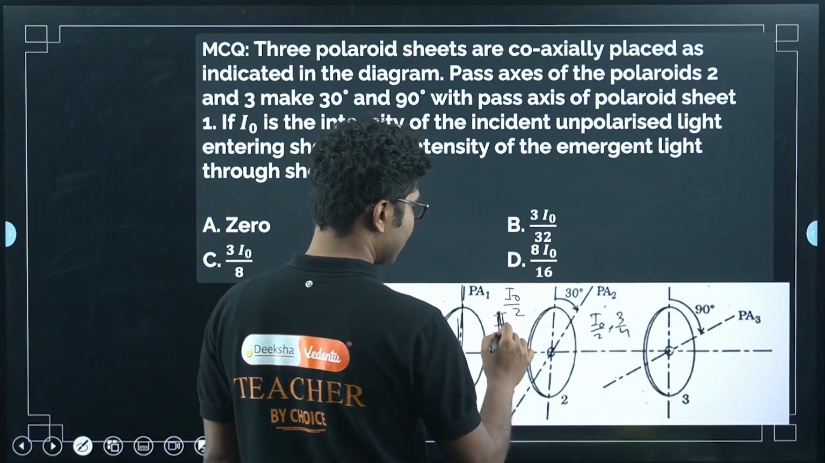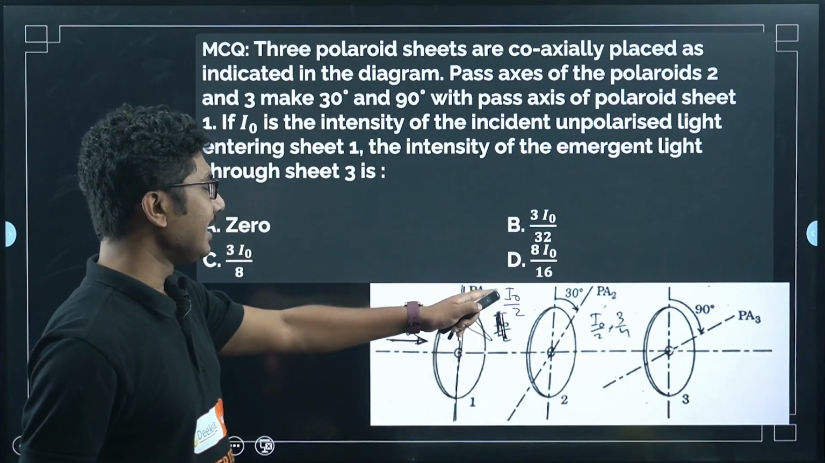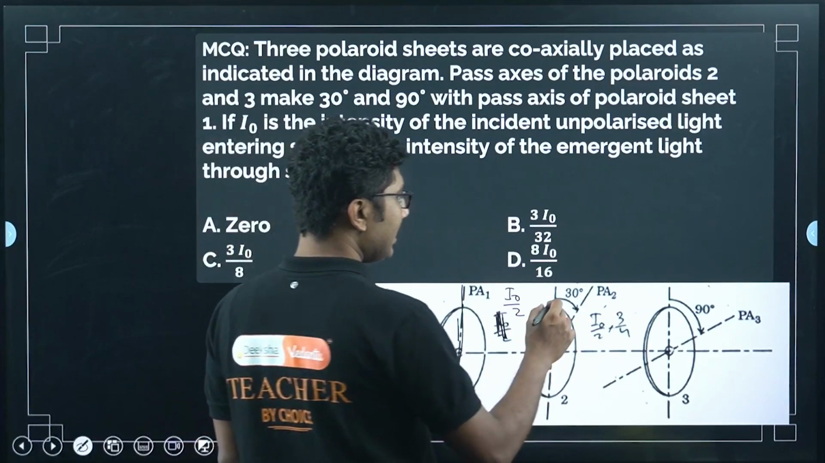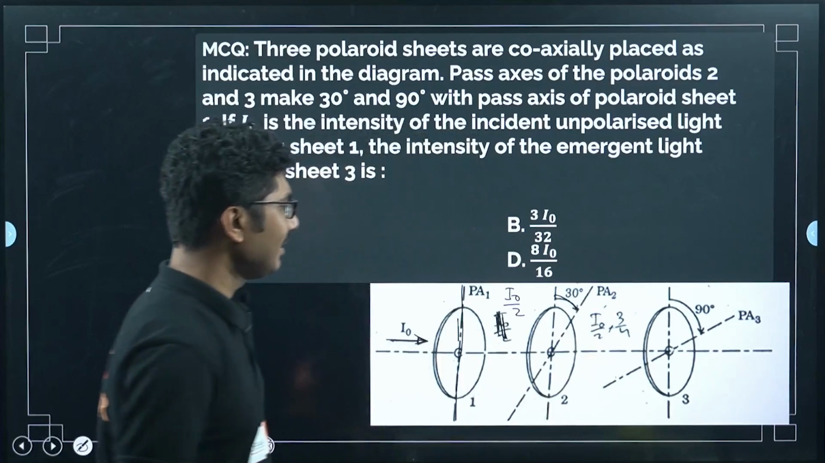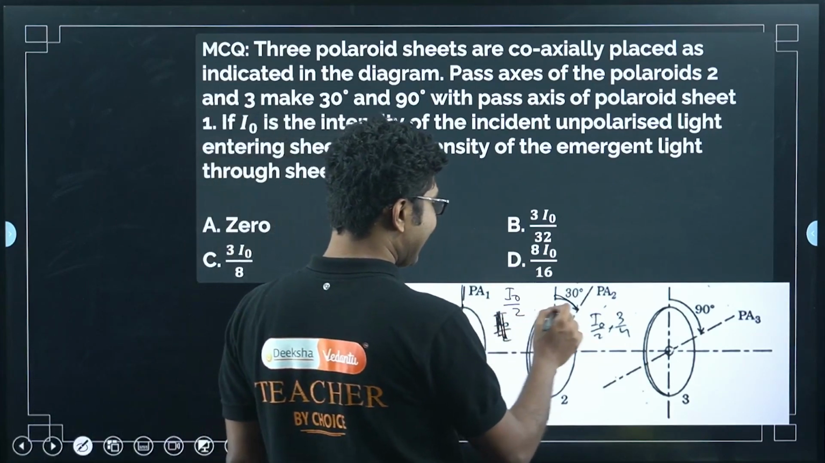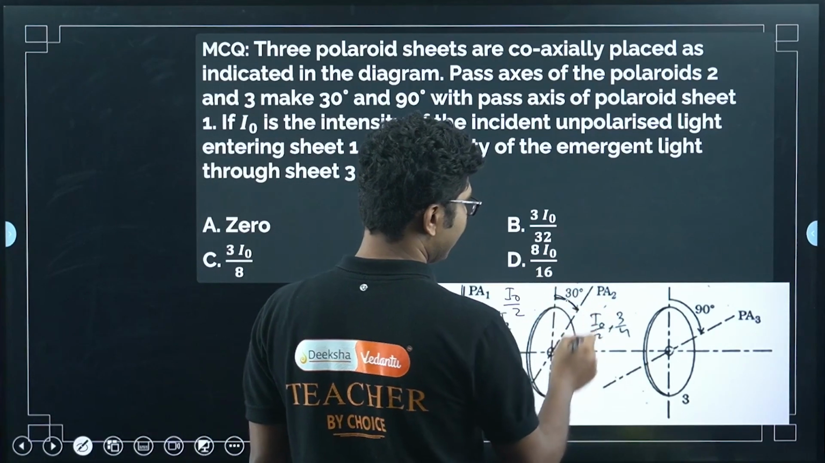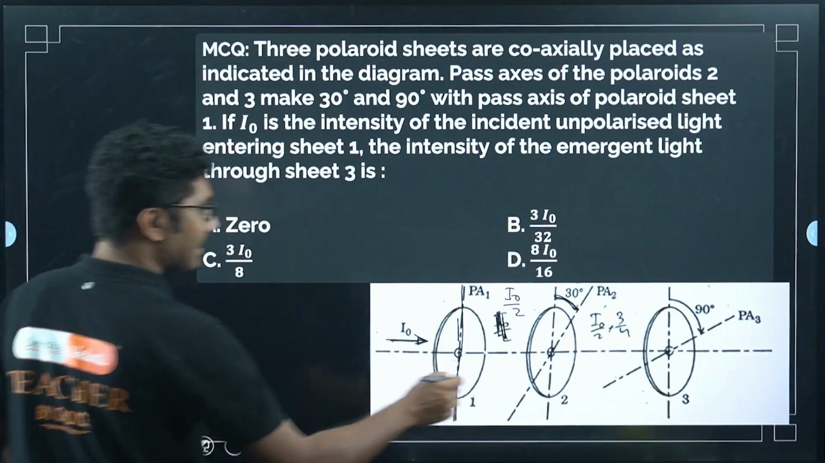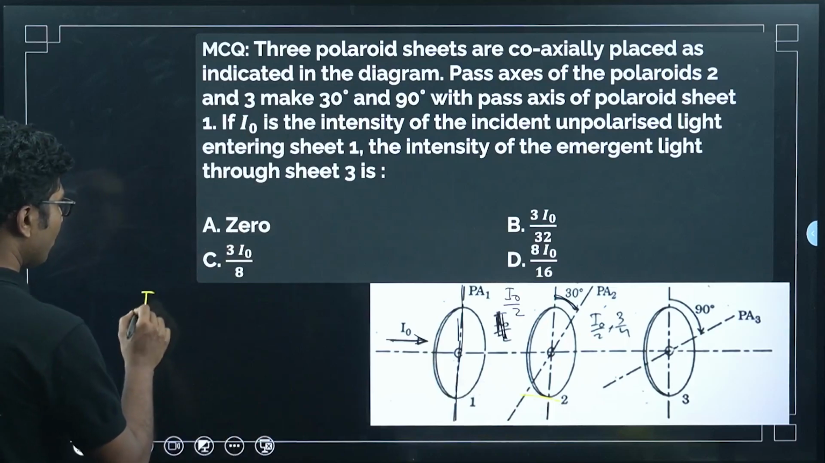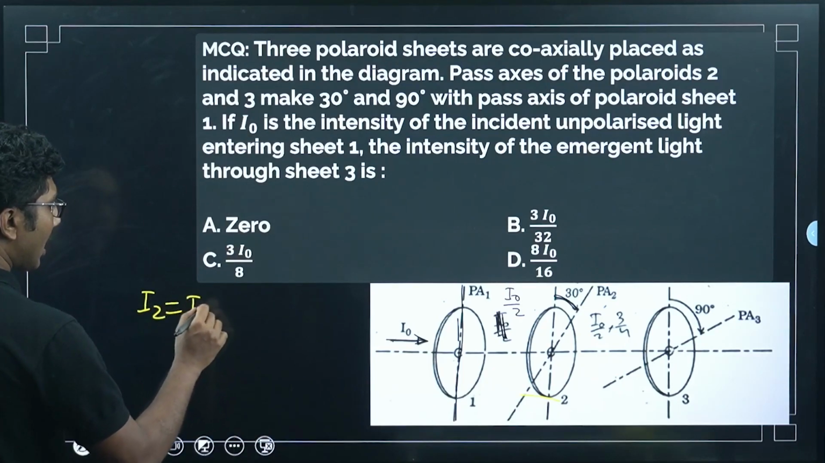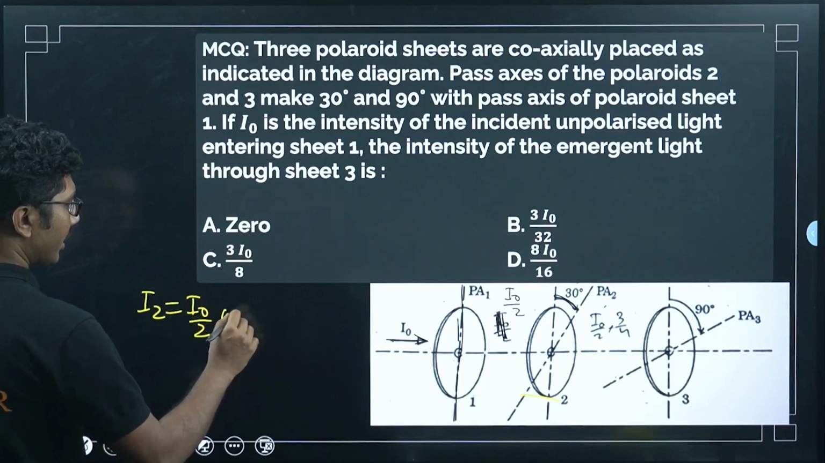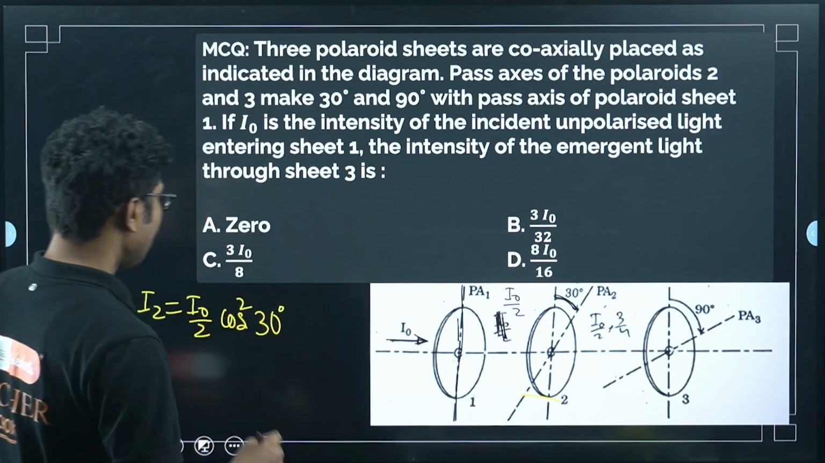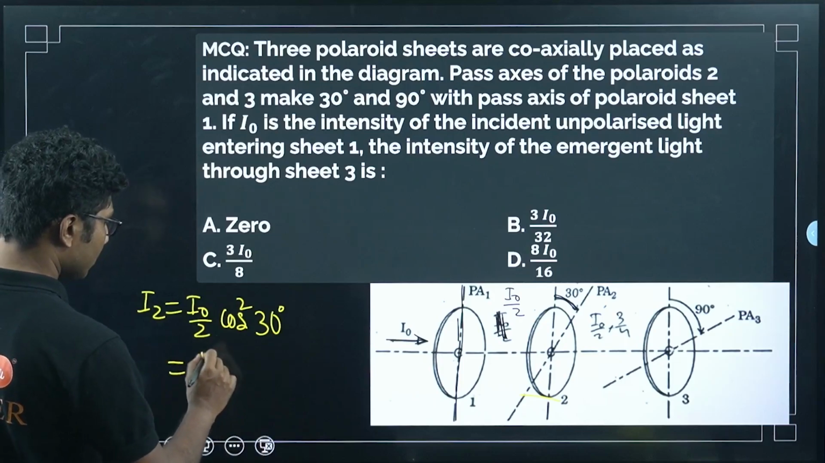Someone has already written the answer. So I naught by 2 is the intensity of the light emerging from the first Polaroid, right? Now the angle between this light and the second Polaroid is 30 degrees, right? So what is the intensity after it passes through the second Polaroid? Let's say I2 is equal to I naught by 2 cos square 30, right? So what is the value of cos 30?